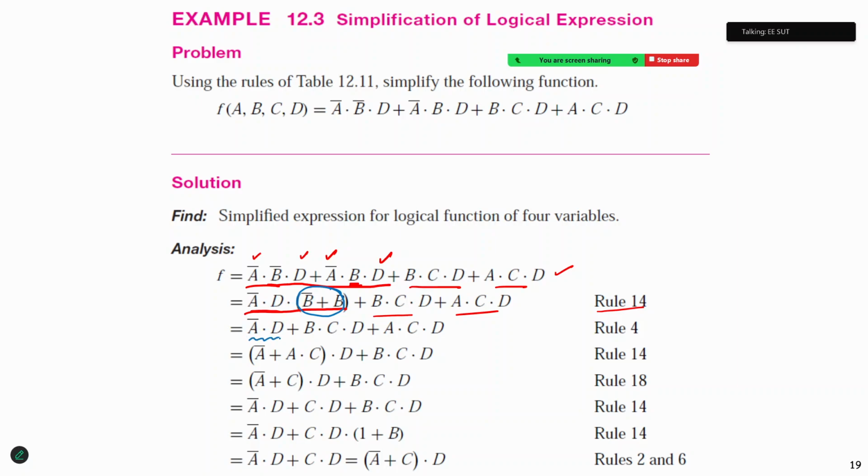So we get here like this, and after that you can just follow many rules, and finally we get this output: A bar plus C, and then D. So this is equal to A inverse plus C, into D. It becomes more simple, so we can solve with this rule as well.